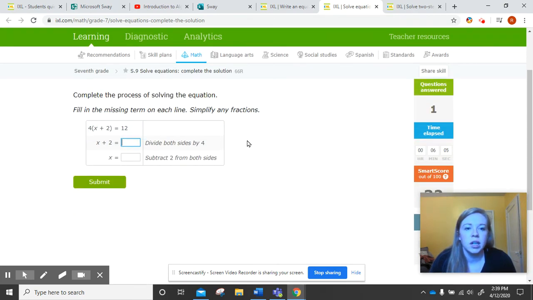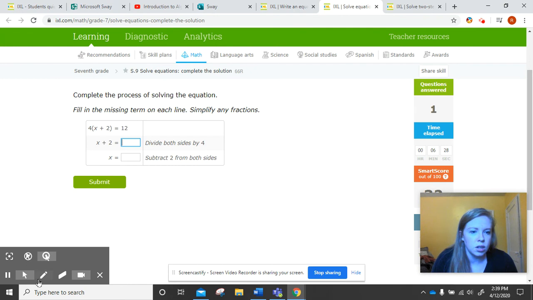So our next one is a little bit more challenging. This one has 4 times a number plus 2 is equal to 12. Their first step this time is to divide both sides by 4 to get rid of this multiplication. The undoing, or the opposite, would be to divide both sides by 4. If I'm going to divide 12 by 4, I'm going to actually use my pen and do this one.